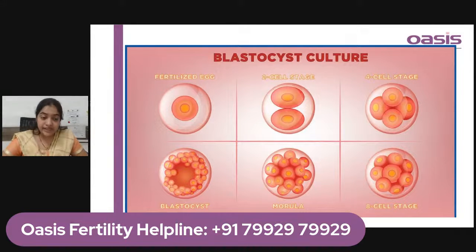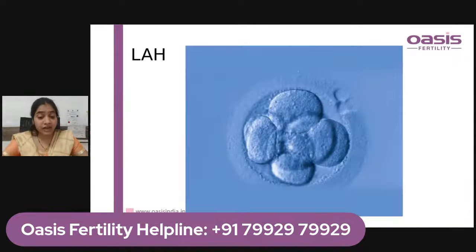So in Oasis Fertility, we use all this modern technology, that is intracytoplasmic sperm insemination, that is ICSI technology, then blast culture, that is blastocyst culture, that is day 5 culture, then again laser assisted hatching. What is this laser assisted hatching? In this, the outer layer, the zona layer, the laser assisted hatching is done. Now, what does this help? This laser assisted hatching helps in the implantation of the embryo.